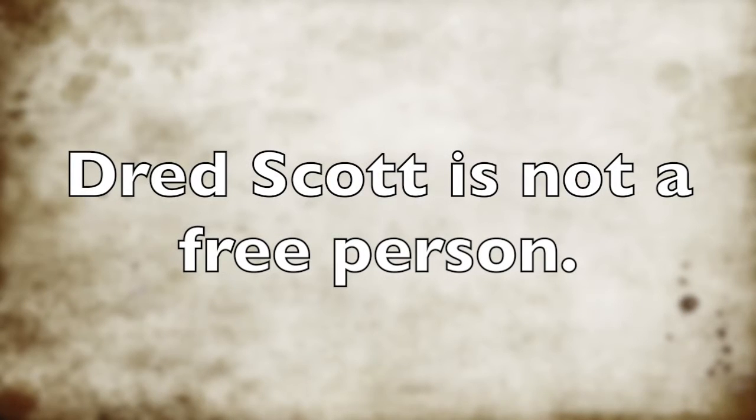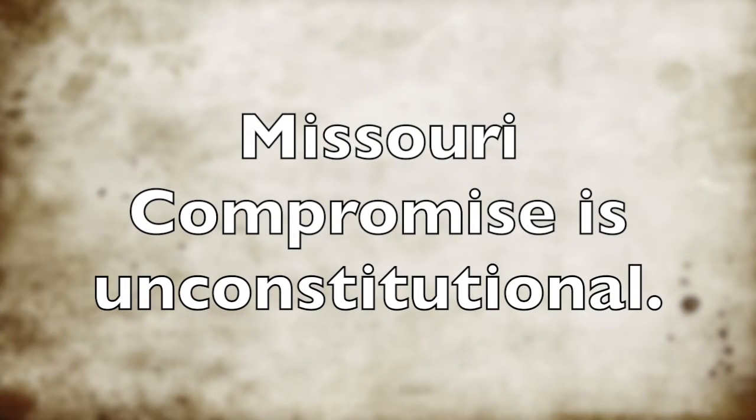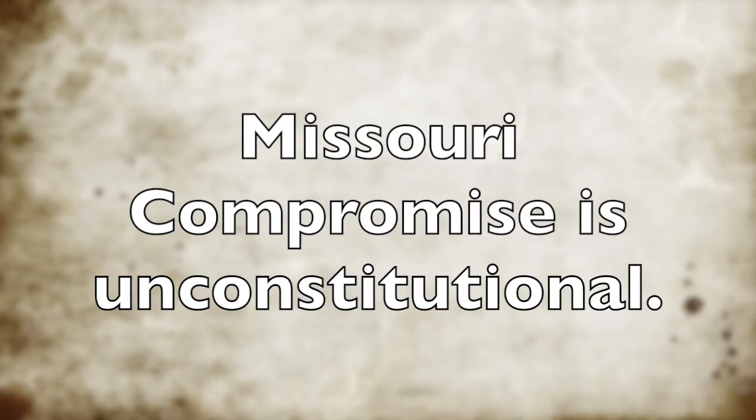Number 1, they decided that Dred Scott was not free. Number 2, they decided that the Missouri Compromise was unconstitutional because there are no provisions in the Constitution that give Congress the power to decide which states allow slavery. So the Supreme Court said that it was really up to the states themselves to decide whether or not they were going to have slavery, and that annulled the Missouri Compromise.